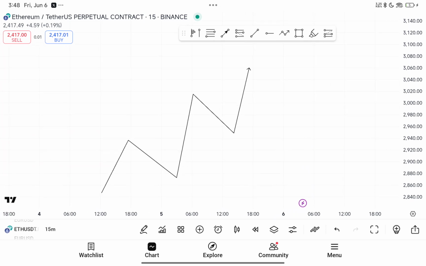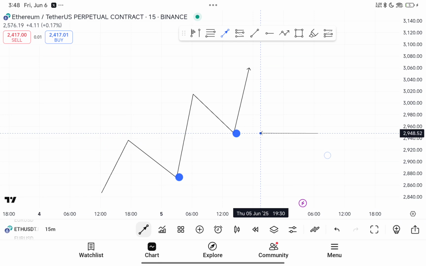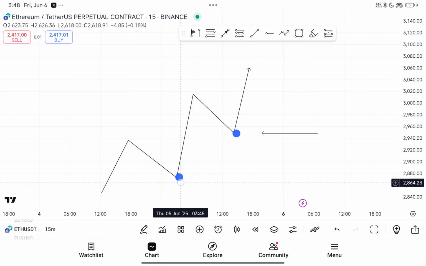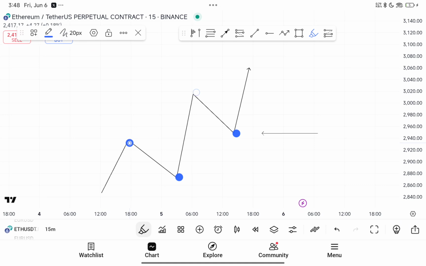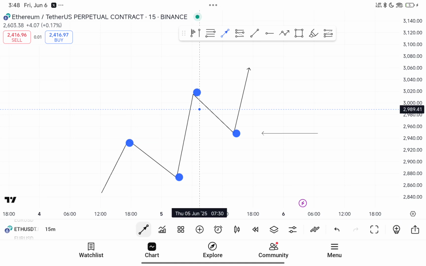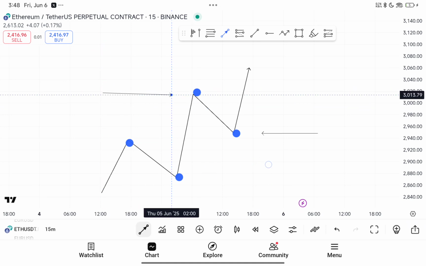Just so you understand, let me mark it out for you. This is a low and this is a low, but why this particular low is called a higher low is because this particular low is higher than this low. That is why it's called a higher low. Now this is a high and this is a higher high. Why this particular high is called a higher high is because this high is higher than this high. Okay, that's why it's called a higher high.